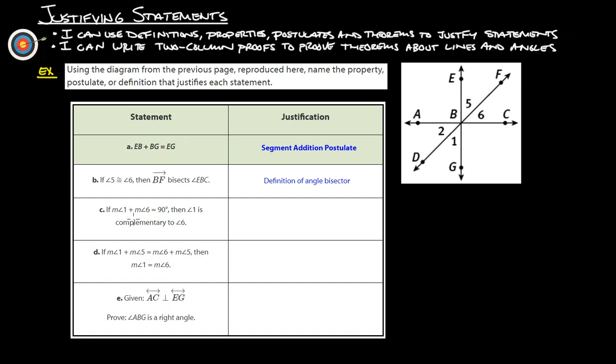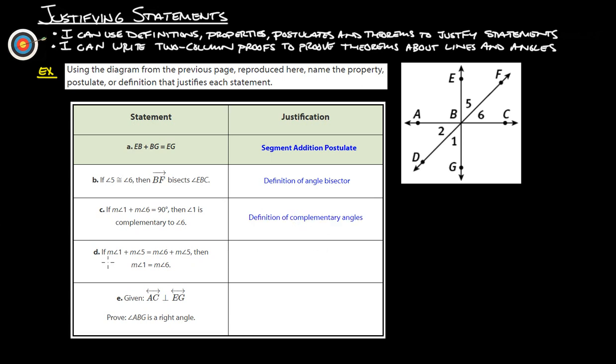Okay, if the measure of angle 1 plus the measure of angle 6 is 90, so 1 plus 6, if those together equal 90, then angle 1 is complementary to angle 6. Okay, and hopefully that complementary word right there should help us out, just the definition of complementary angles.